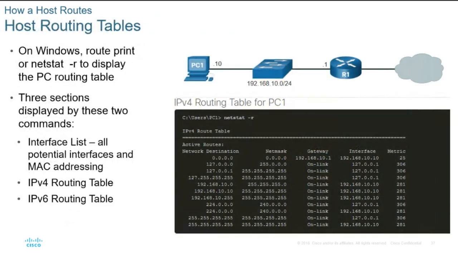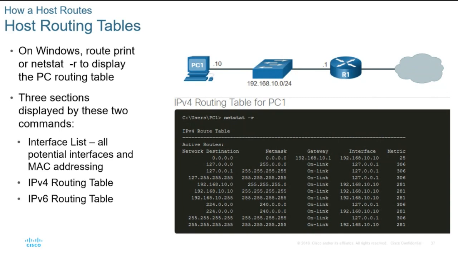And next, the host routing tables. So, we have a routing table. For example, the routing table for PC1. On Windows, use route print or netstat -r to display the PC routing table. So, this is the command to see the routing table on Windows: netstat -r. There are 3 sections displayed by these 2 commands.